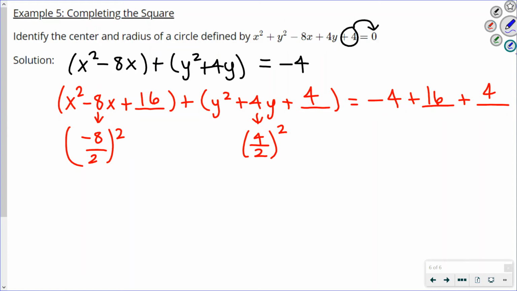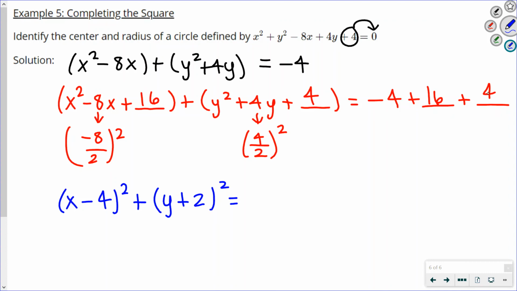Now we're ready to factor. And when we factor a perfect square trinomial, we're going to take the square root of our first term, which is x, the sign in the middle, which is minus, and the square root of 16, which is 4. Now we do the same here. The square root of y squared is y, the sign in the middle is plus, and the square root of 4 is 2.